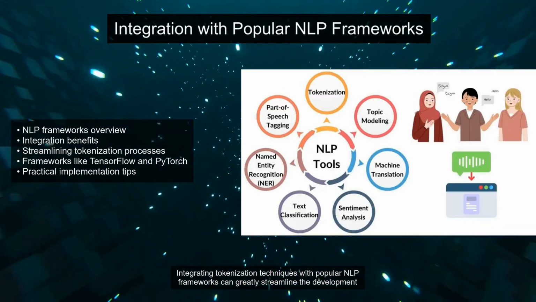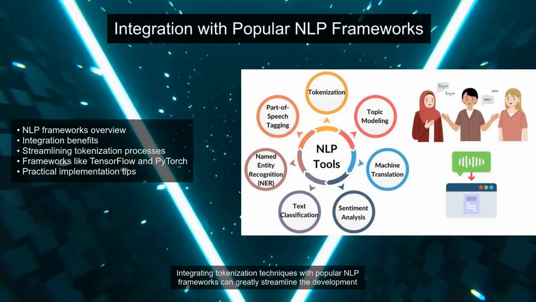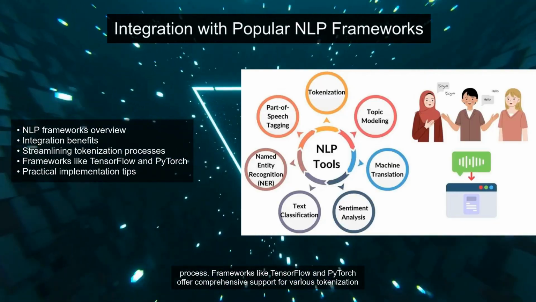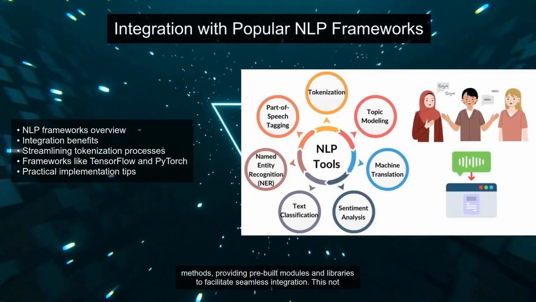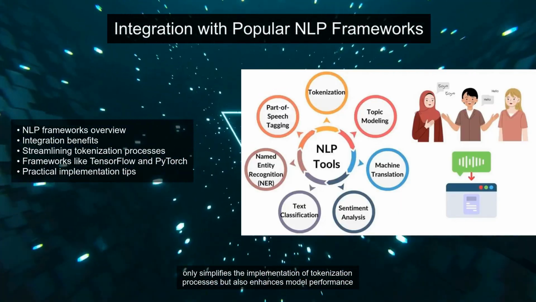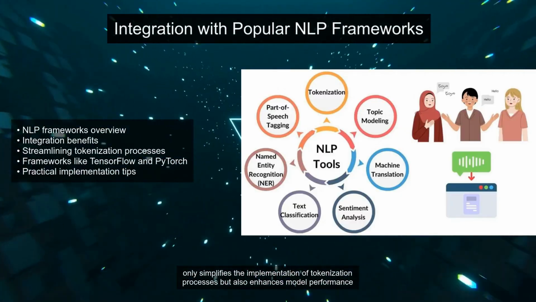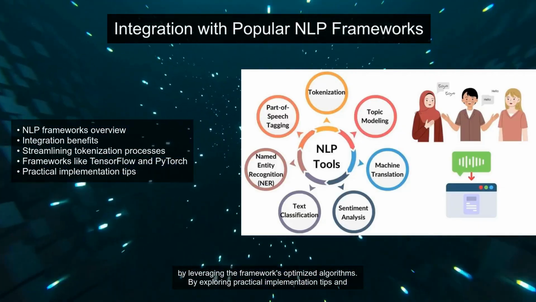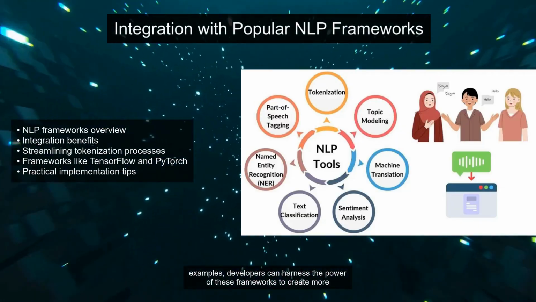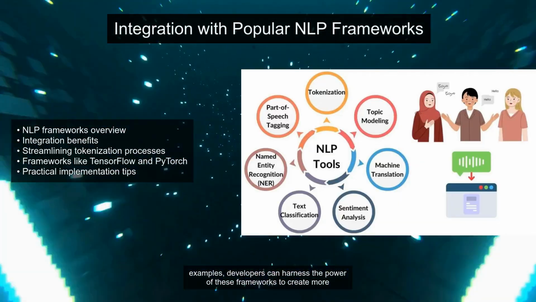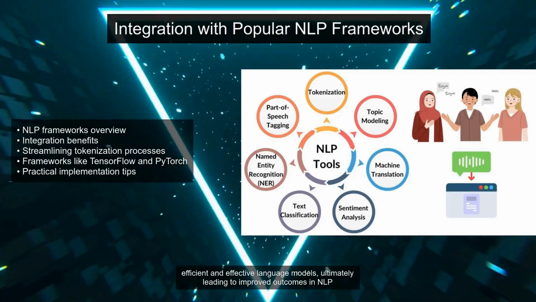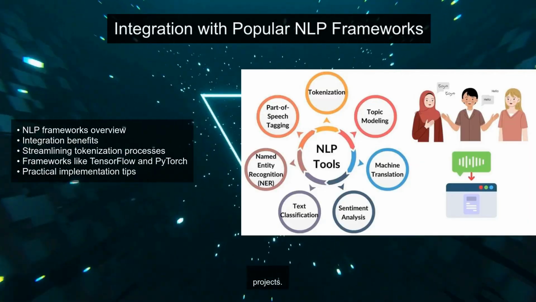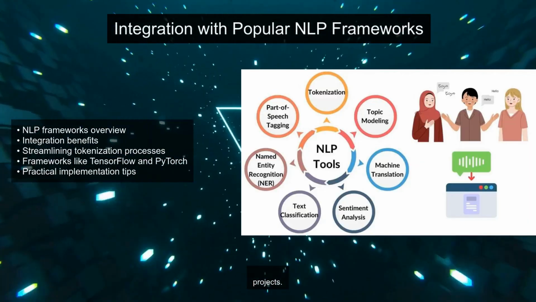Integrating tokenization techniques with popular NLP frameworks can greatly streamline the development process. Frameworks like TensorFlow and PyTorch offer comprehensive support for various tokenization methods, providing pre-built modules and libraries to facilitate seamless integration. This not only simplifies the implementation of tokenization processes but also enhances model performance by leveraging the framework's optimized algorithms. By exploring practical implementation tips and examples, developers can harness the power of these frameworks to create more efficient and effective language models, ultimately leading to improved outcomes in NLP projects.